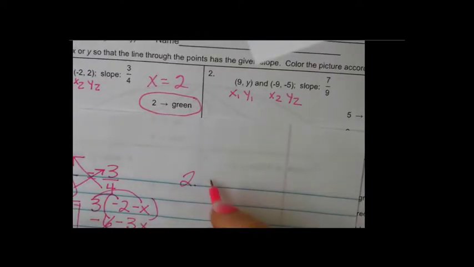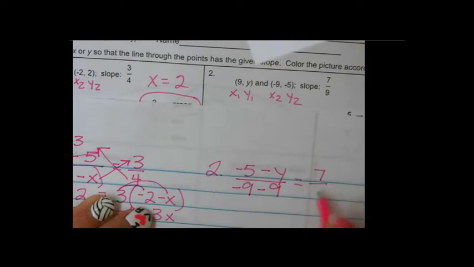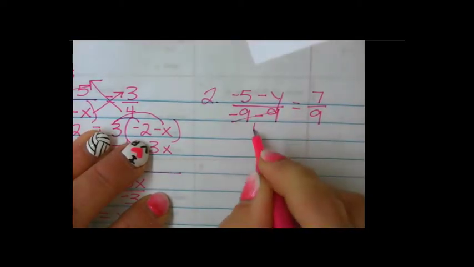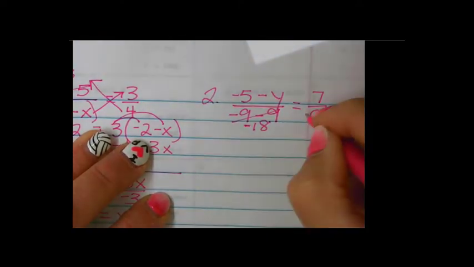Negative 5 minus y over negative 9 minus 9. Now that's going to equal 7 over 9. So a little bit of cleaning up to do. Move it up here a little bit so you can see it. Same sign, add them together. Sign stays the same. And it stays negative. We're ready to cross multiply.